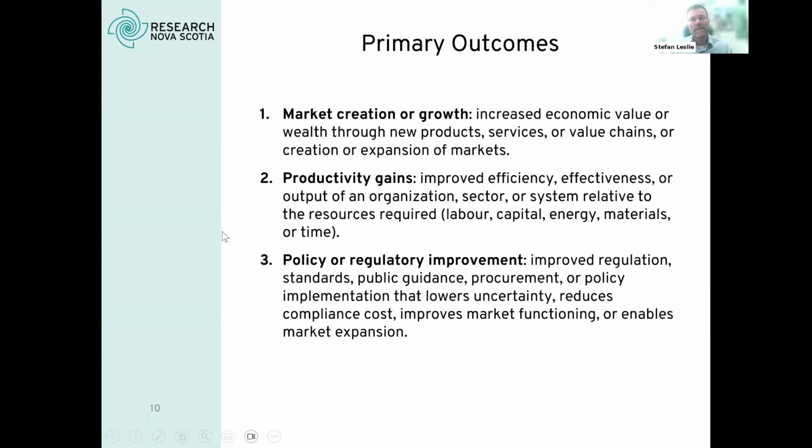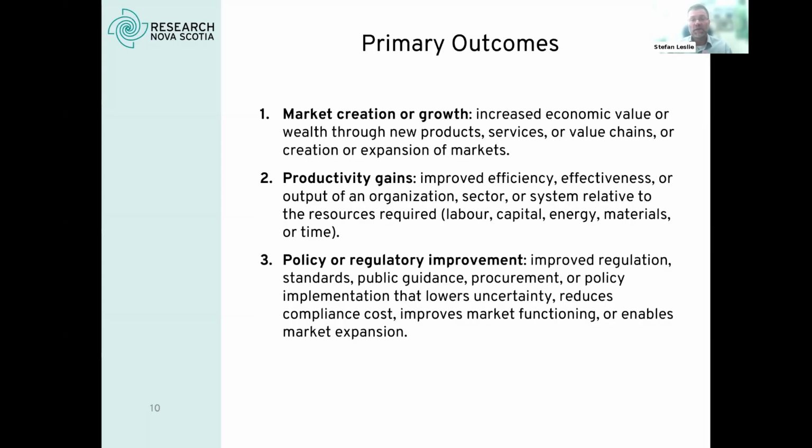So what we've done is taken those and shaped them into what we hope to be more clear indications of what economic growth or productivity means. And you'll see in that guide that there is a set of indicators that show how you can connect what you are identifying to tie them to these particular outcomes. So market creation or growth, not surprising, that is increased economic value or wealth through new products and so on.